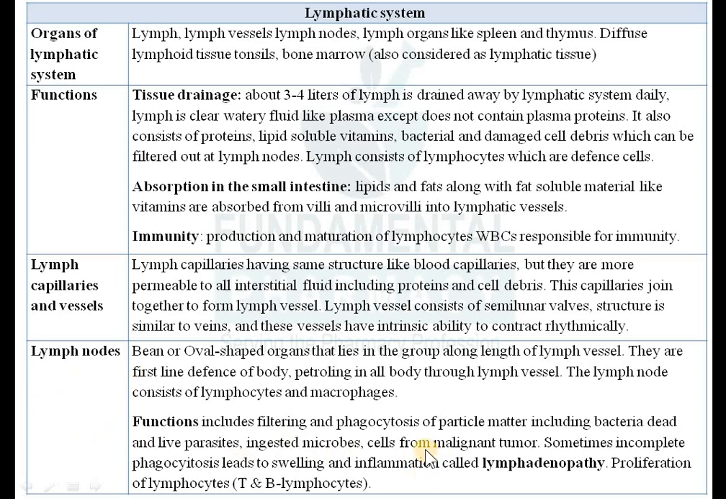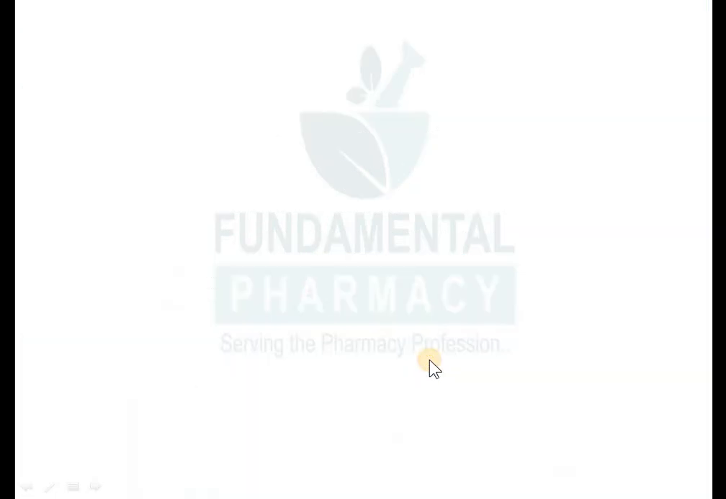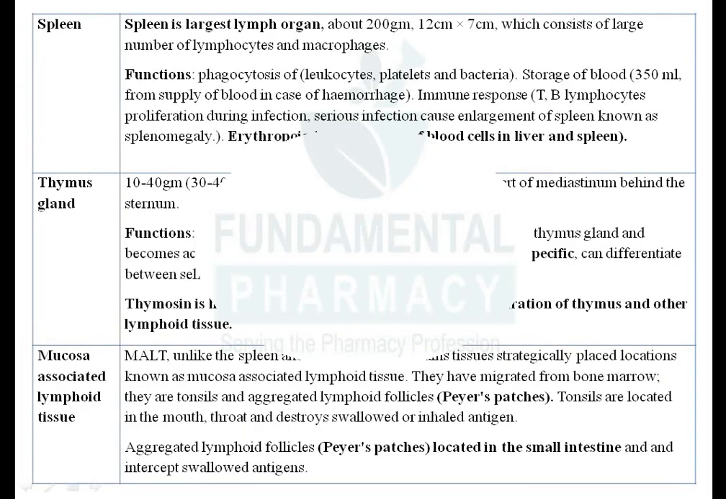So sometimes what happens, because of infection of lymph nodes, the lymph nodes swell due to inflammation and phagocytosis. So that condition is known as Lymphoid Adenopathy. Okay, again there will be more proliferation of lymphocytes like T and B lymphocytes to counteract that. Okay, now the next organ of the lymphatic system is the spleen.